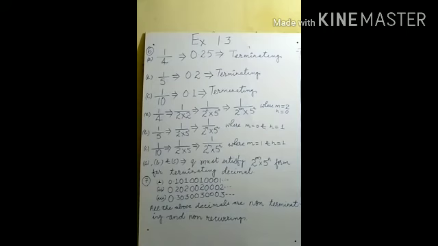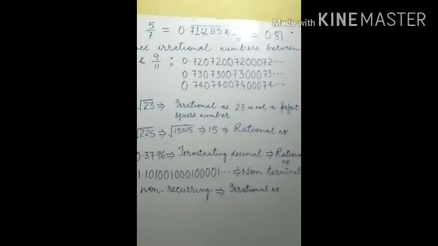What is given in question number 8? We have to find three irrational numbers between 5 by 7 and 9 by 11. So let us see how we can find them. Now keep in mind, we have to find three irrational numbers between 5 by 7 and 9 upon 11.